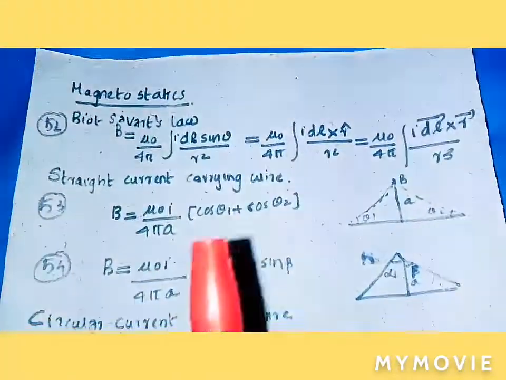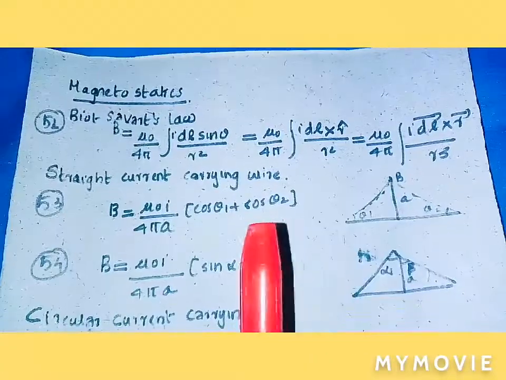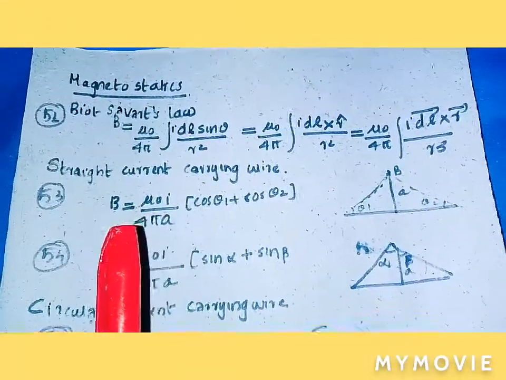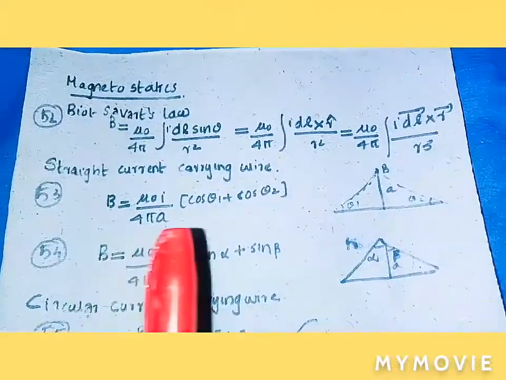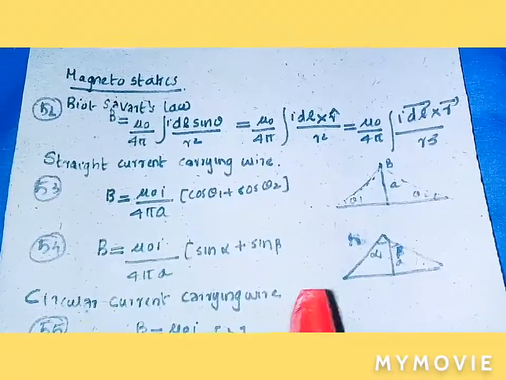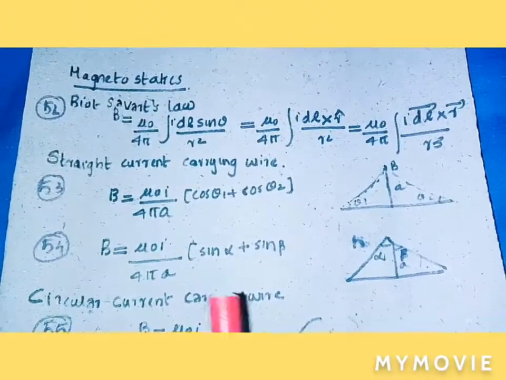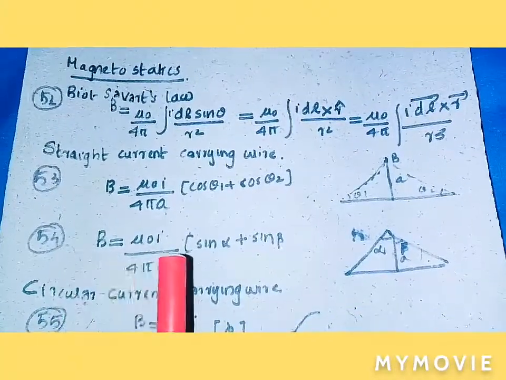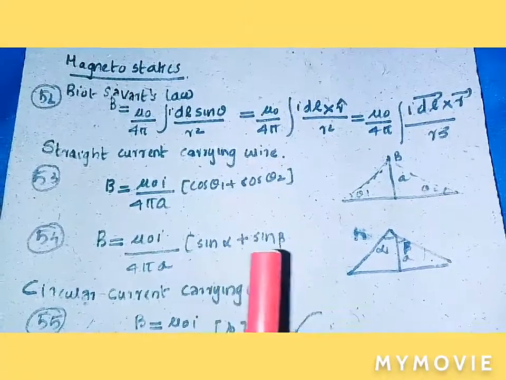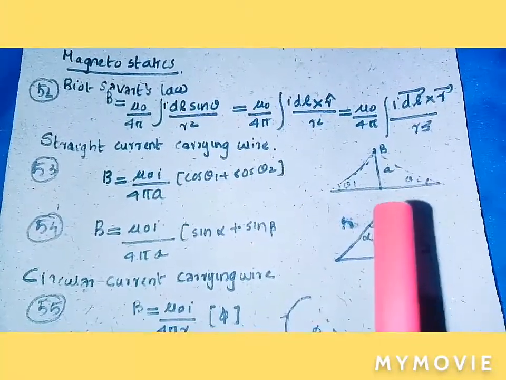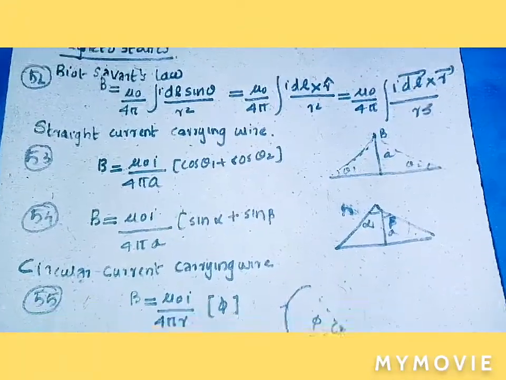For a straight current carrying wire at a distance r, with theta 1 and theta 2 angles, magnetic field is equal to mu 0 I by 4 pi a (cos theta 1 plus cos theta 2). For a straight conductor, one more equation: B is equal to mu 0 I by 4 pi a (sin alpha plus sin beta), where alpha and beta are the angles at the point which connects the center.